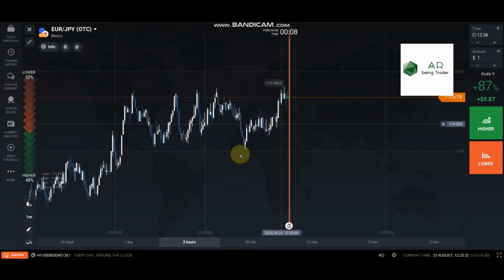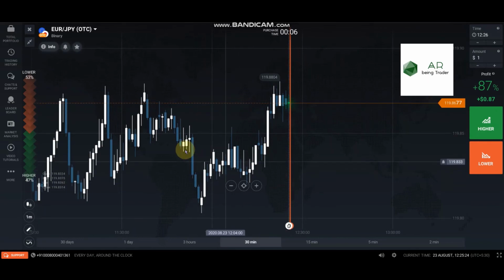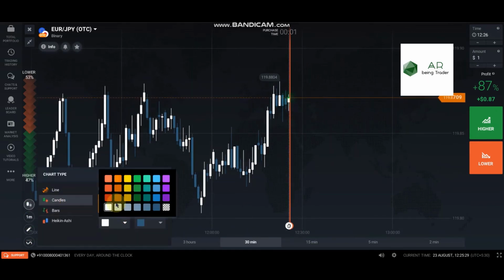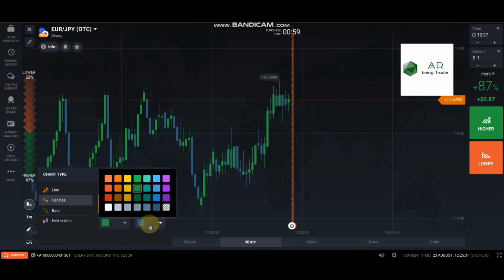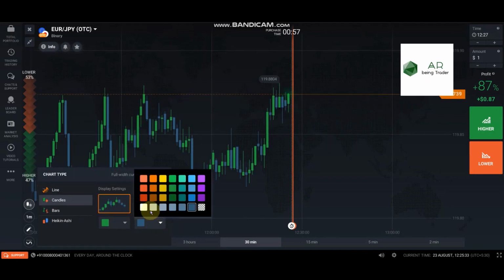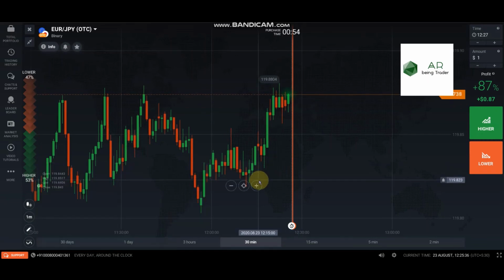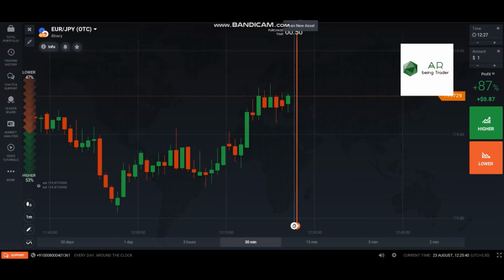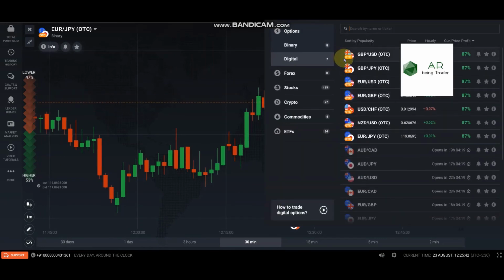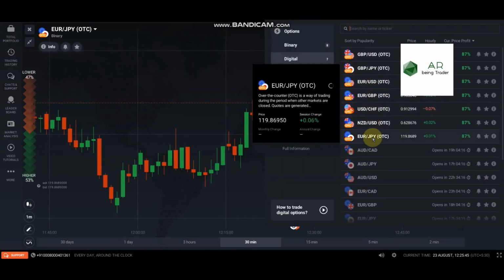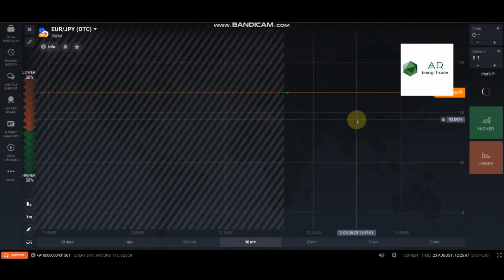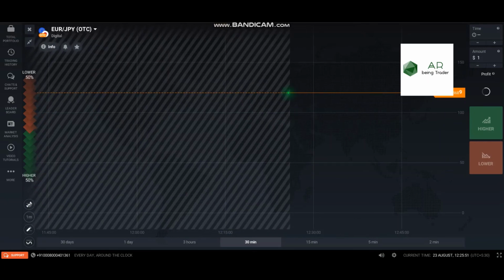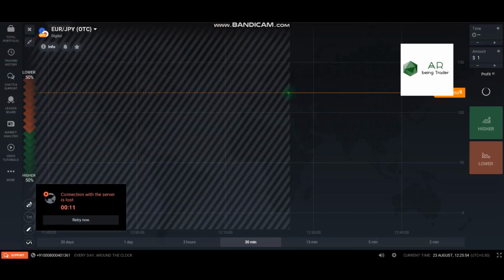This is one more example for you. I kept it in some colors, so don't worry, we can change it here. See here, it became a green and red. I will show you a good example here of how the candlesticks will form. Now let me make it.